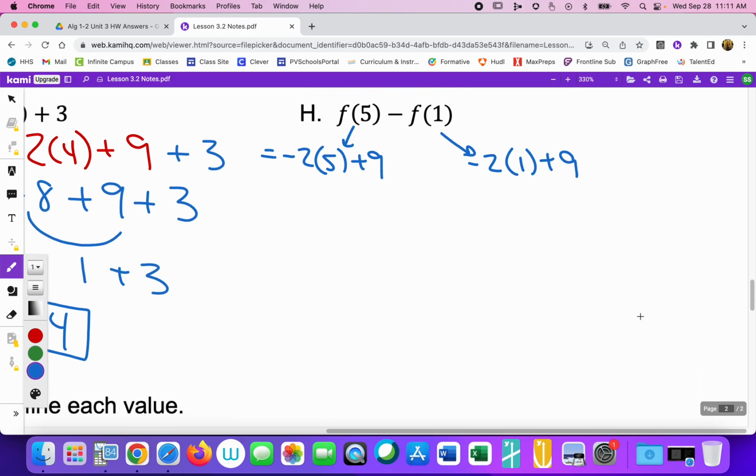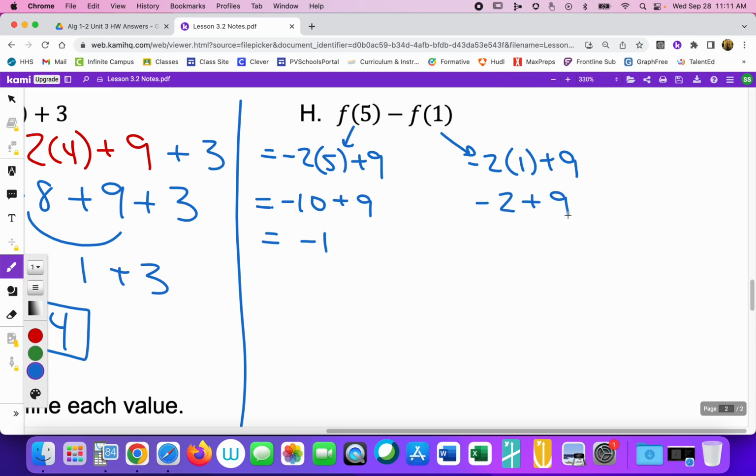So over here, what's negative 2 times 5? Negative 10 plus 9. Negative 1. Now that's f of 5 only. Negative 2 times 1. Negative 2 plus 9. 7. So that's f of 1. Now this minus sign drops between them. What's negative 1 minus 7? So the whole answer is negative 8 for the whole expression.